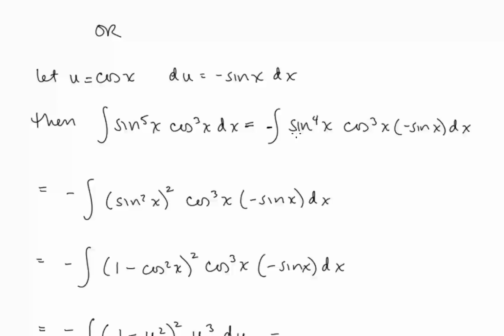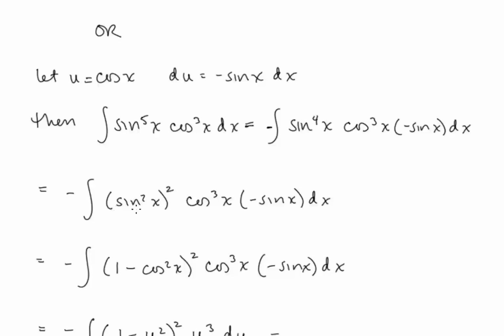And so sine to the fourth x we can recognize as sine squared x quantity squared. And sine squared x is 1 minus cosine squared x. So now we broke off the one factor of sine x that we needed for du, and everything else we're trying to get in terms of cosine, because if we can get it in terms of cosine x, then everything can be written in terms of u.